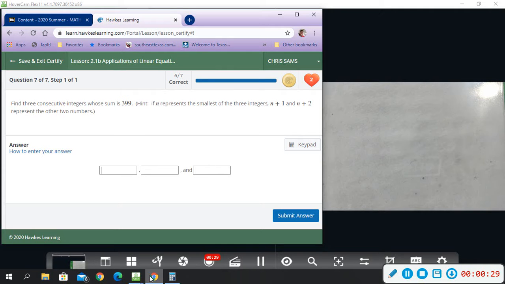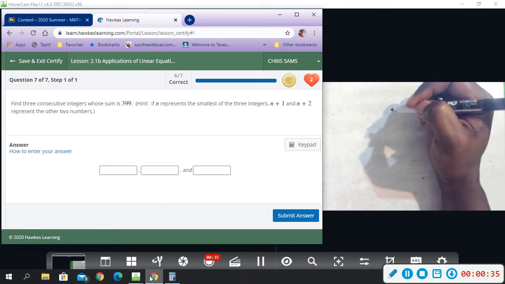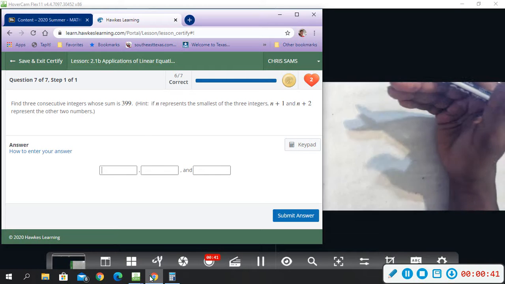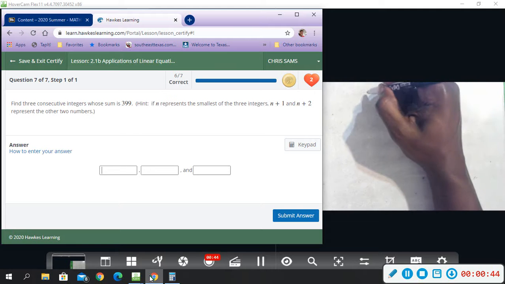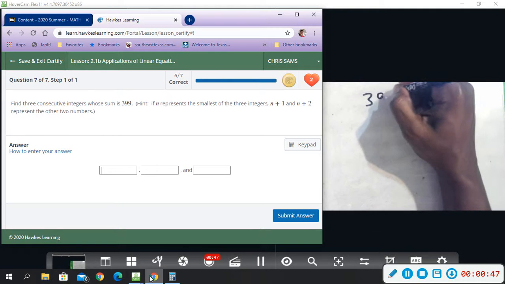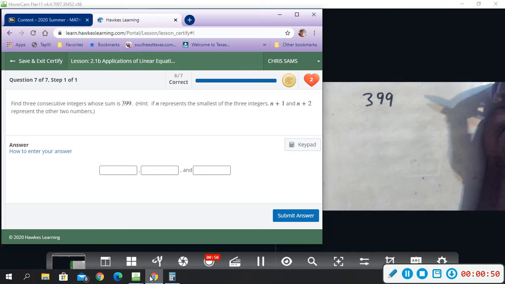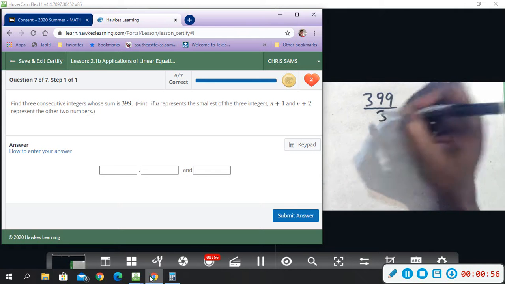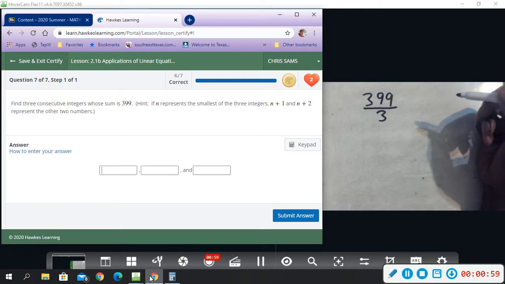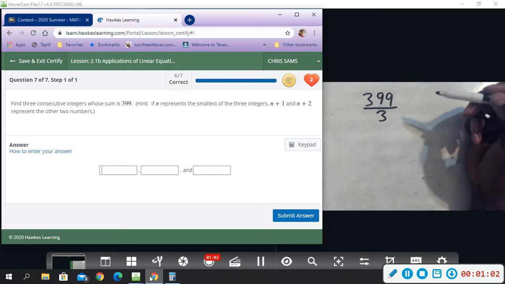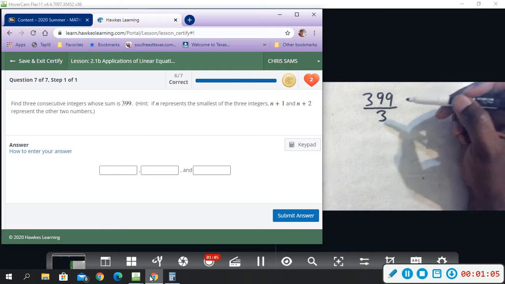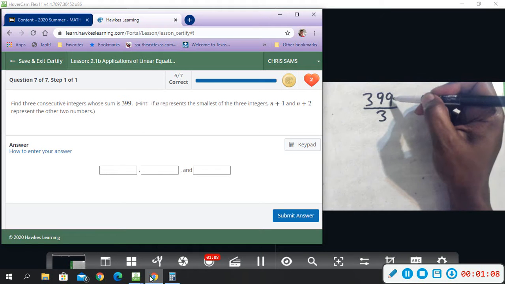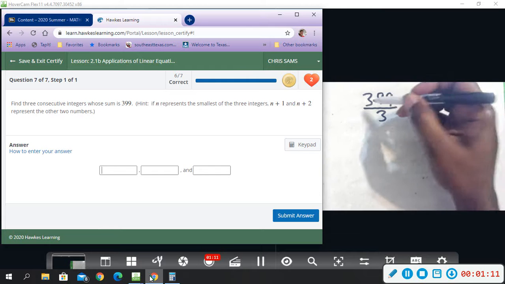Okay, so there's a couple of ways of doing this. One thing you can do, and I think it's the fastest way, is take this number 399, that's the total when we add up 3 numbers, and divide it by 3. Why divide by 3? Because we're told that we have 3 numbers. If it said you had 2 numbers, you would divide by 2. If you had 4, you would divide by 4, and so on. Dividing this by 3 gives us 133.